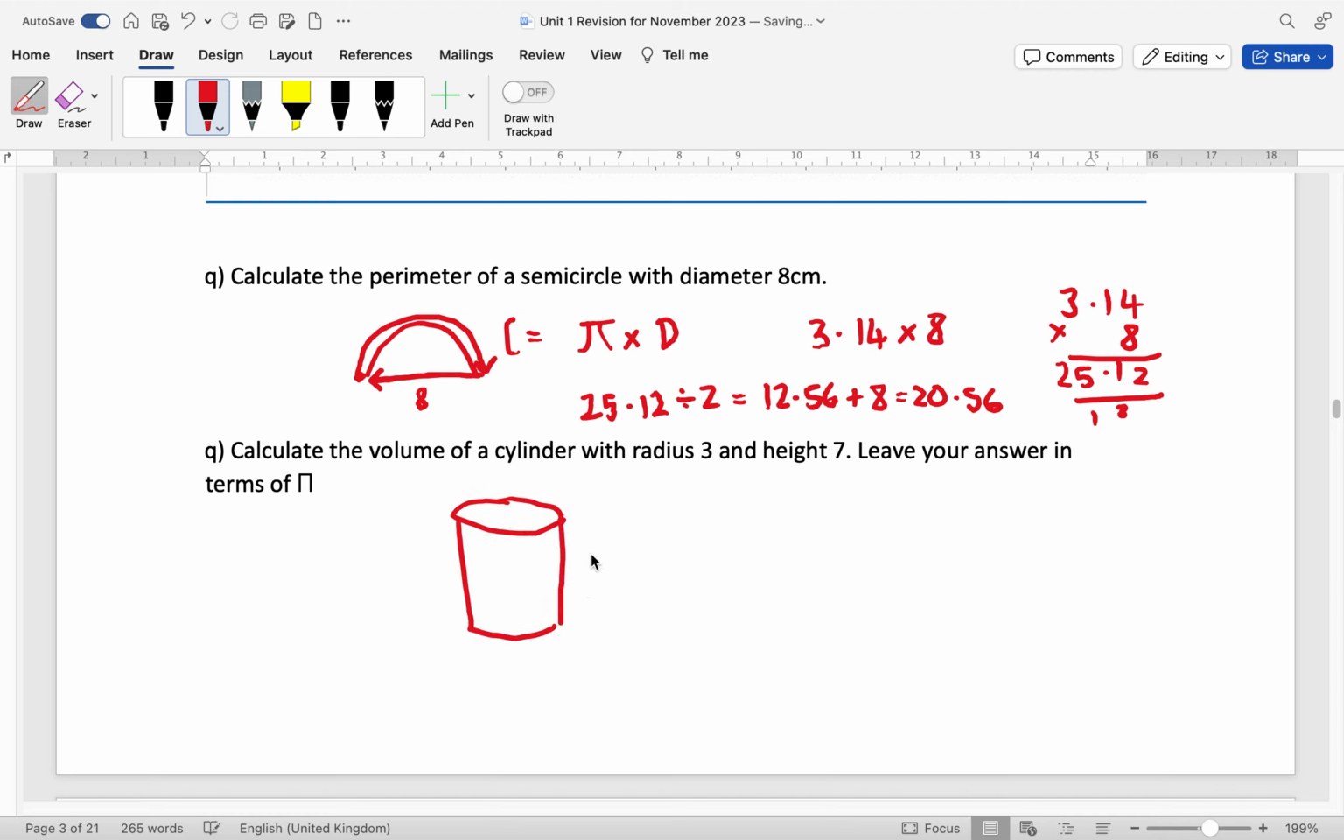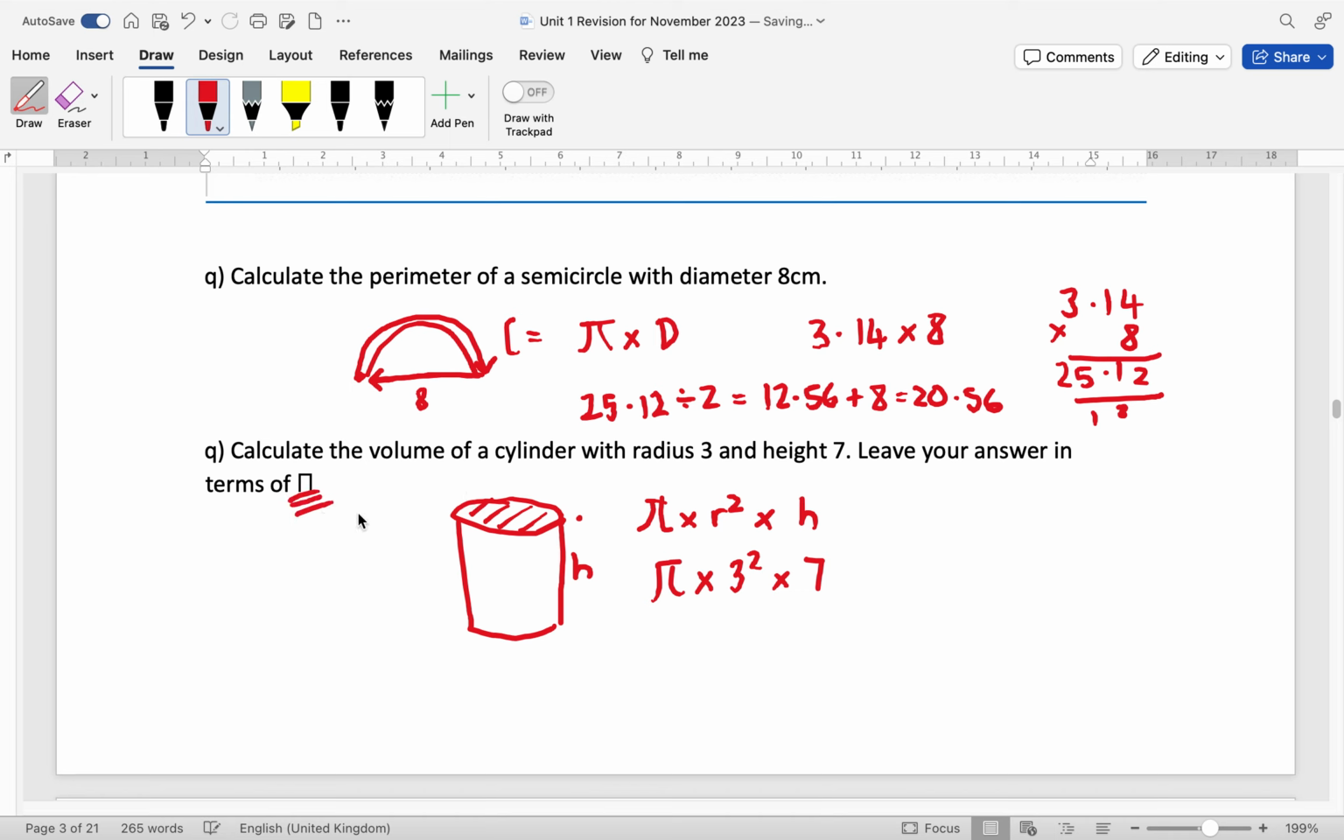Maybe worth knowing this one, all right? The volume of a cylinder is not given at the front. Cones and spheres are, but this one isn't. But it's pi r squared, which is the area of the circle at the top, okay, times the height of the cylinder. We're told the radius is 3, so it's pi times 3 squared, and we're told the height is 7.